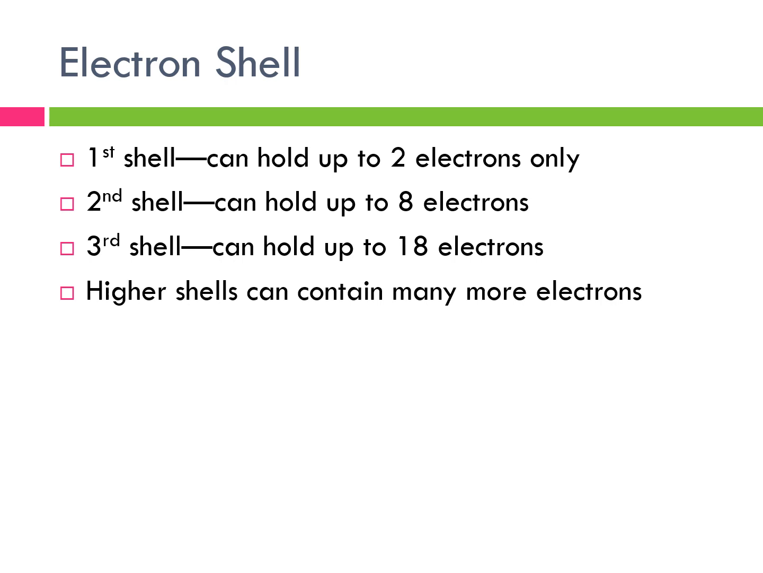Now the OpenStax book says that all shells after the first shell hold 8 electrons. That is not correct. So if you're using OpenStax, then do know that each shell holds more and more electrons.